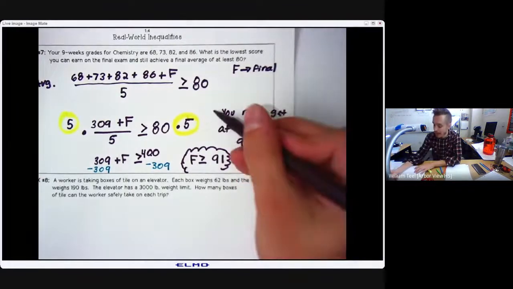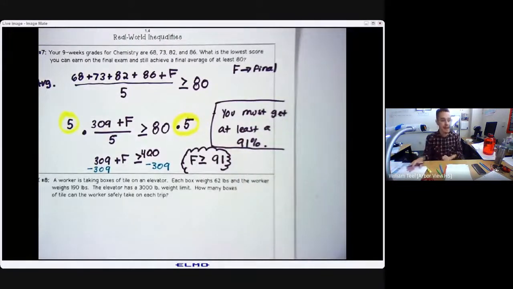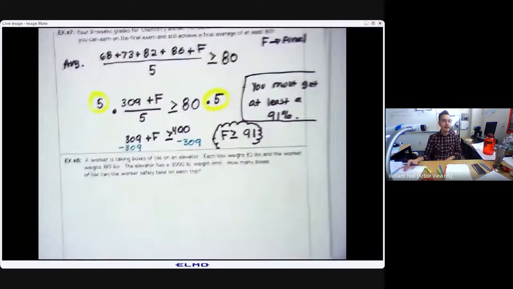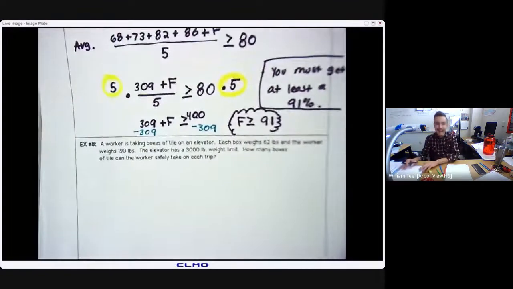Okay, so you want that final grade to be at least an 80. You need to get a 91% on the final exam. You can actually do that in this class too. Calculate your averages and figure out what you need to get for the final. All right, last example of the day.